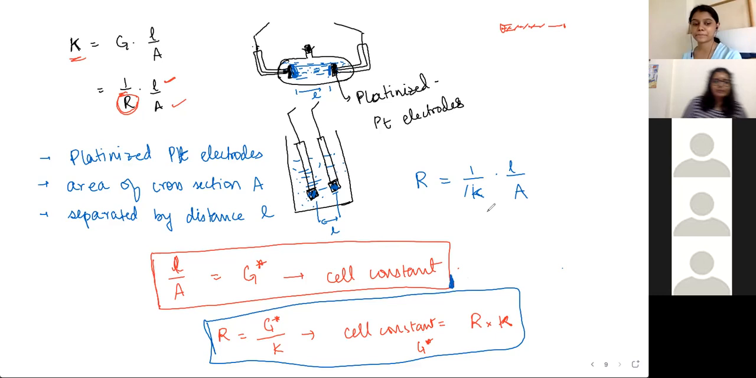Cool. So we'll be practicing things related to conductivity, conductance, and relation with concentration, molar conductivity, and all. We'll do it tomorrow. Okay. Are we done for today?